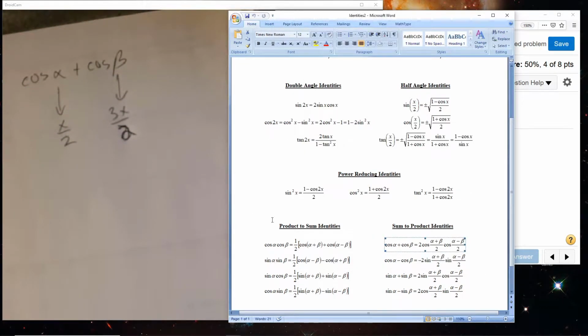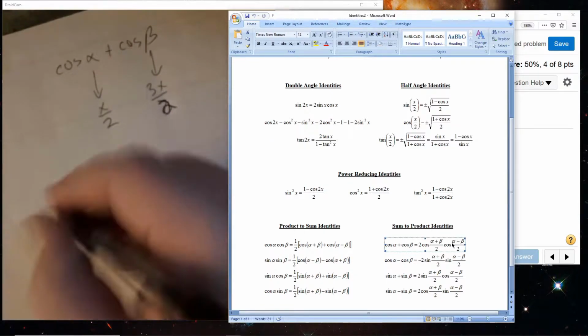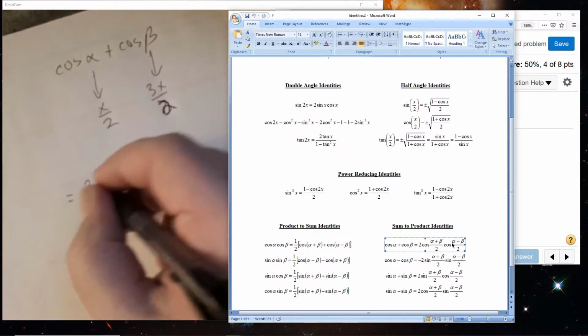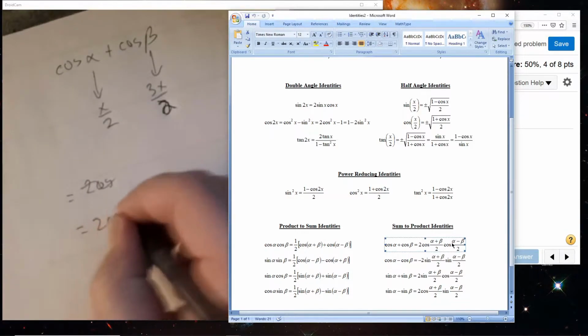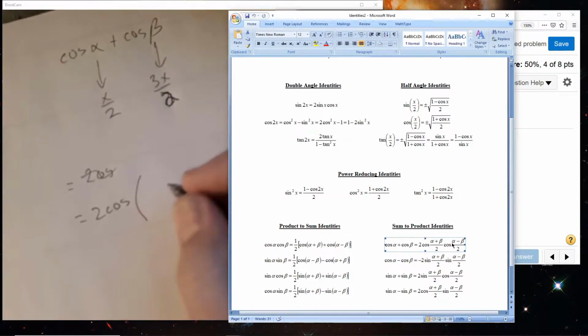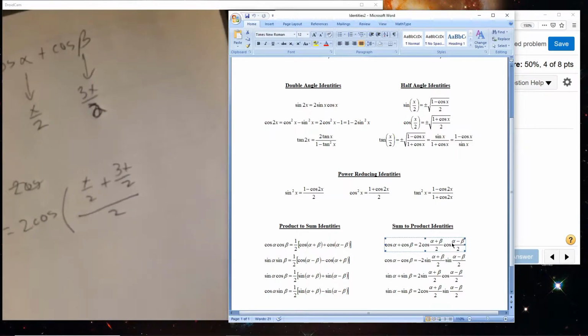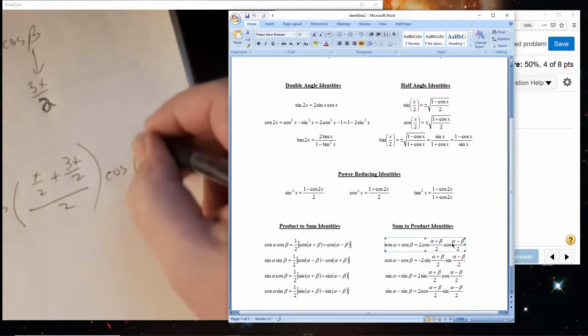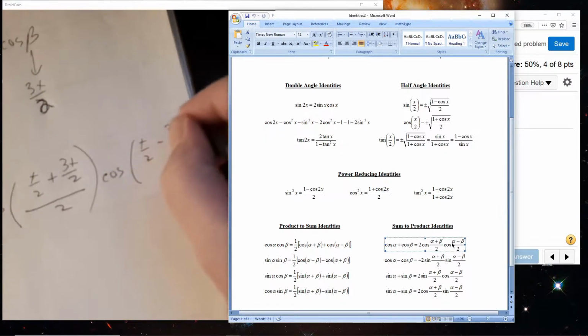And we'll look at our identities. Which one's cosine plus cosine? The one we just did. And we will do it again, apparently. So I'll write this one out because we have fractions here. So we have alpha plus beta all divided by 2. And then cosine alpha minus beta all divided by 2.